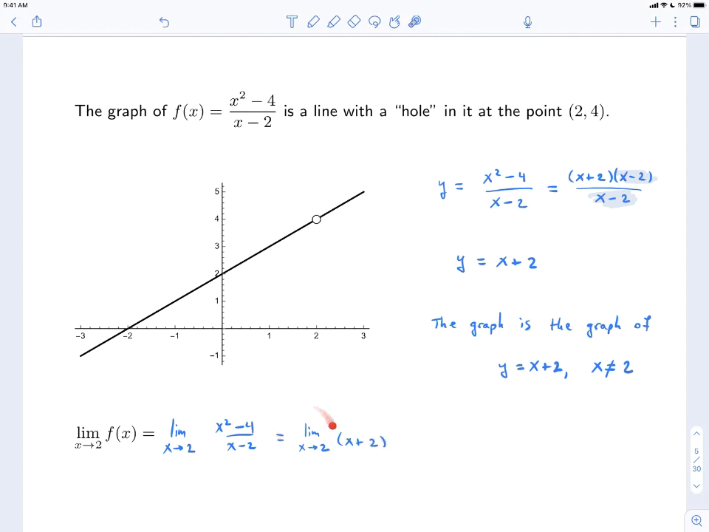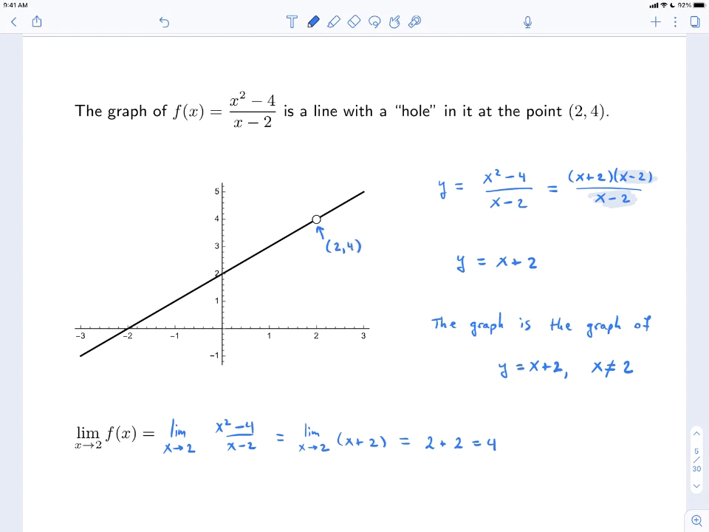When you're looking at a limit as x approaches 2, that means x is getting really close to 2. So what are the output values getting really close to? Well, the output values are x plus 2, but x is getting really close to 2. So the output values are getting really close to 2 plus 2, which is equal to 4. So that's how we know that this point here has coordinates 2, 4.